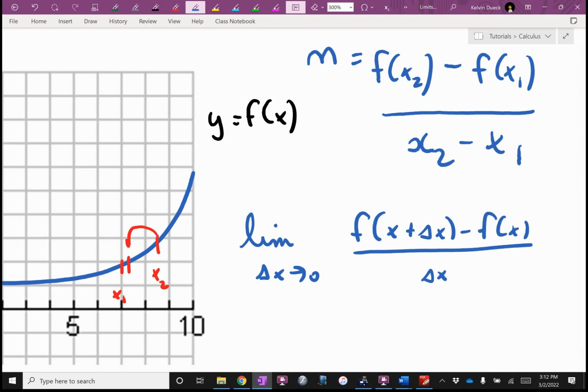Have you seen that before already yet or not? Okay? Oh, and then next unit you'll learn all sorts of shortcuts so that you can do this in your head. Trust me.